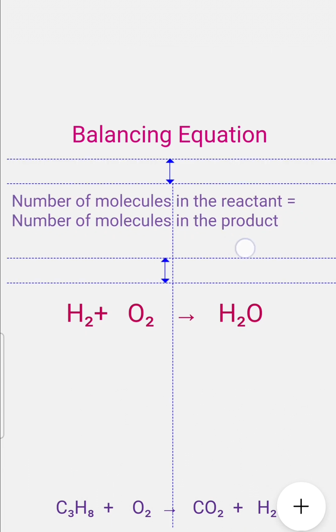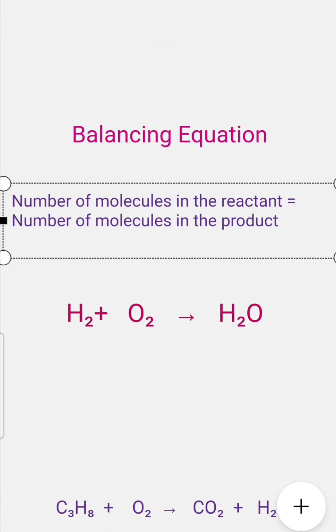That means when a reaction takes place, the number of molecules in the reactant should be equal to the number of molecules in the product. Understood? The molecules present in the reactant should be equal to the molecules present in the product. Keep that in your mind, okay?